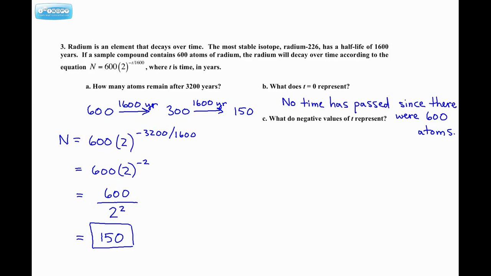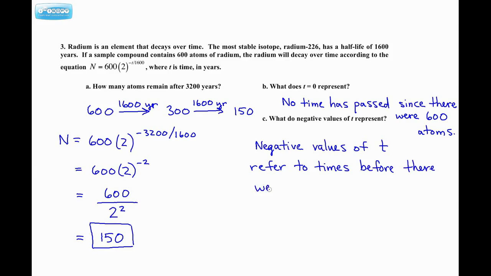Part C, what do negative values of t represent? Well, when t equals 0, that's when we kind of start the clock. Okay, we have to start it somewhere. So if a value of time is negative with respect to when we started, that just means we're talking about a time before. So negative values of t refer to times before there were 600 atoms.